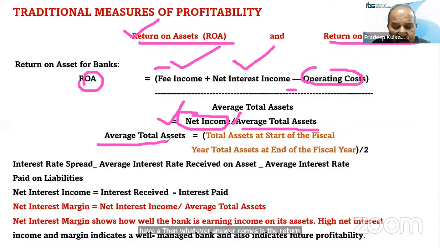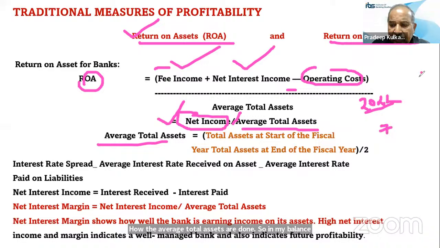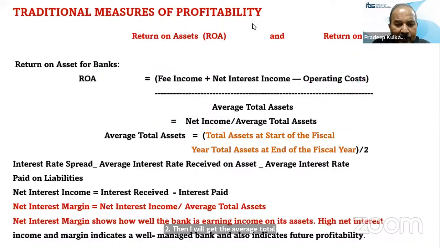How is the average total assets calculated? In my balance sheet, there is last year's figure, 2022 total assets, and 2023 total assets. This plus this divided by 2, then I will get the average total assets. I don't want to complicate at this juncture, therefore I am concluding in the very simple way rather than telling you average working assets. Is it clear? Return on asset formula.